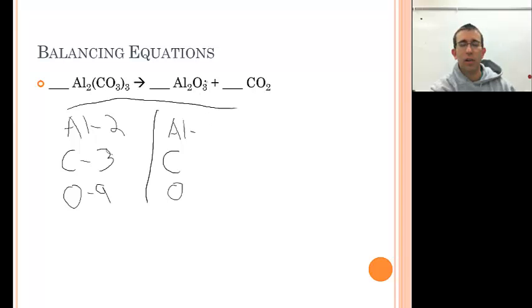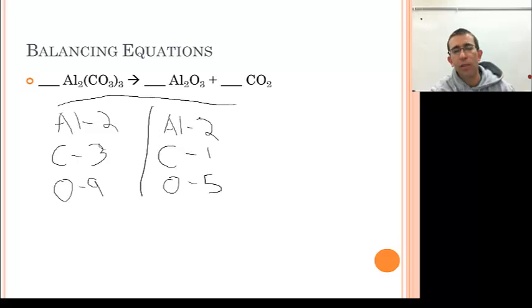Let's go to the product side. We've got 2 aluminums here. We have 1 carbon. Now for oxygen, hopefully you remember this. We have 3 oxygens here, but we also have 2 here. Remember, there's plus signs in there, so we're just going to add those up. So we're going to have a total of 5. Alright, let's see if they're balanced. So aluminum's good, but carbon's not good, and neither is oxygen.